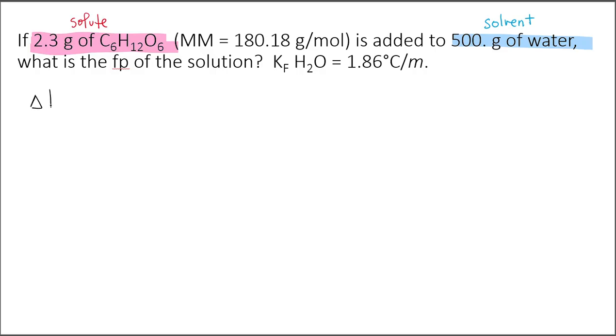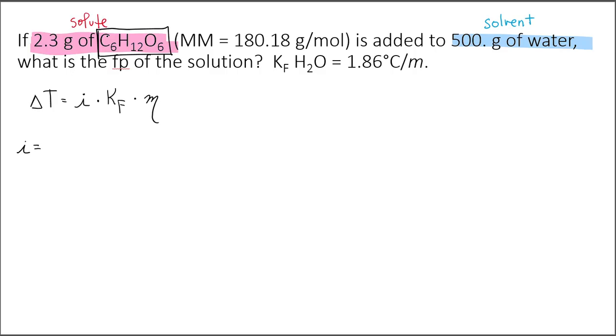And we know that the delta T is equal to the ideal Van Hoff factor times the freezing point depression constant times the molality of the solution. So I'm going to figure out each one of these things and then plug it in. Let's start with the ideal Van Hoff factor. The solute is C6H12O6. Is that ionic or covalent?